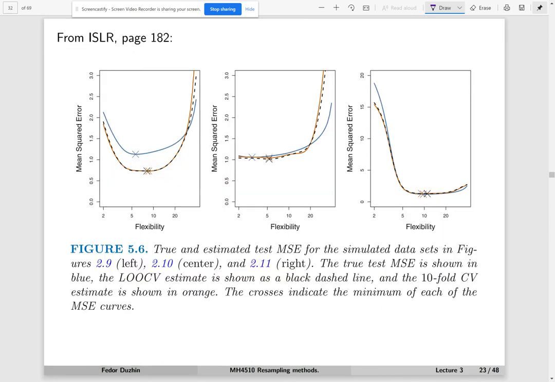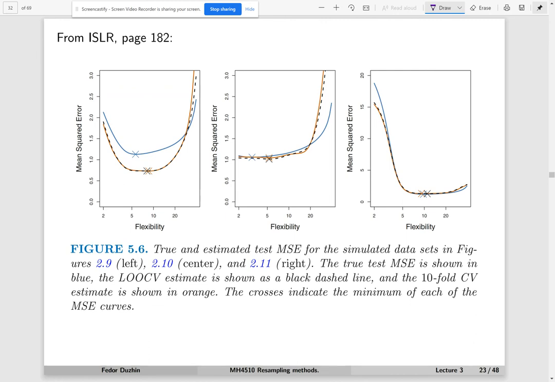Now, there is just one experiment from Introduction to Statistical Learning that I did not reproduce. I was too lazy, sorry about this. So I just inserted the figure from the textbook from page 182. I hope you will excuse me for this, but it was just too much. This is the most difficult of them, and I hope it doesn't matter much.